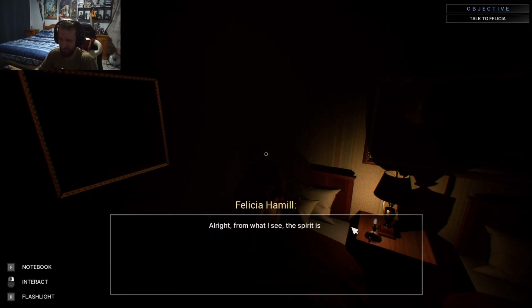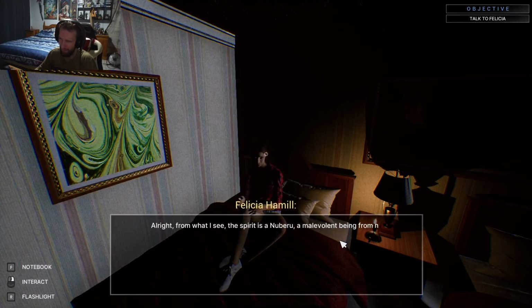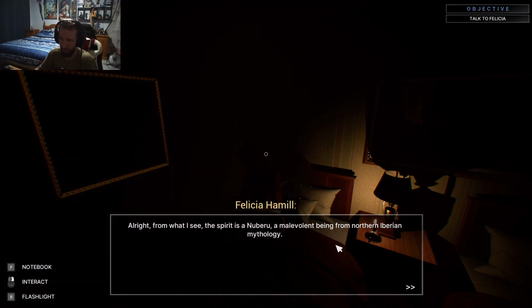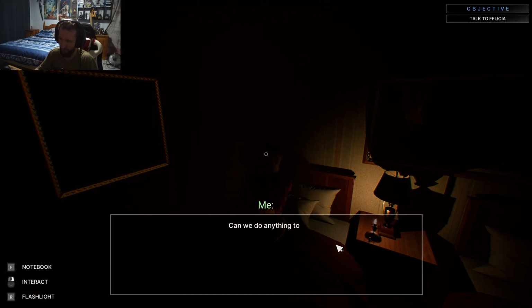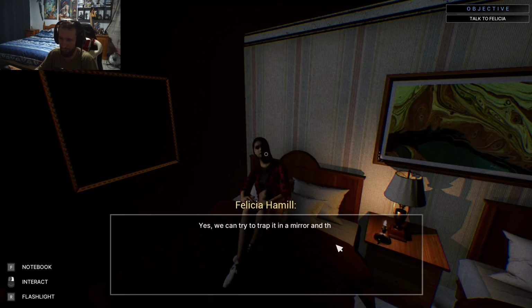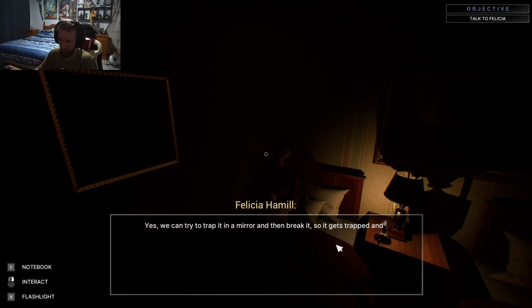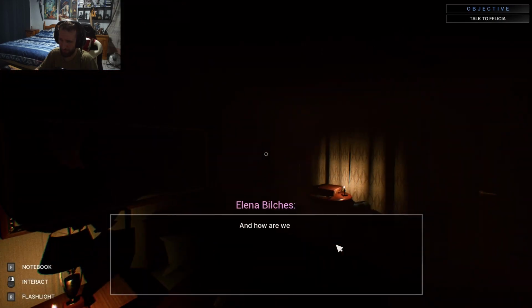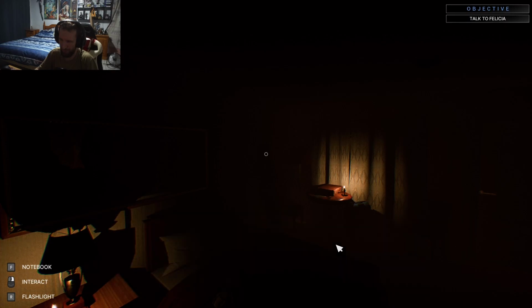Alright, from what I've seen, the spirit is a Nubaru, a malevolent being from the northern Iberian mythology. Can we do anything to stop it? Yes, we can try to trap it in a mirror and then break it. So it gets trapped and returns to the world. And how are we supposed to do that?